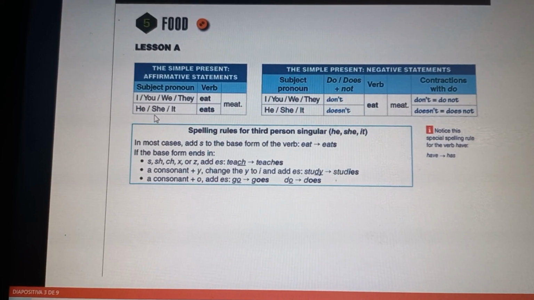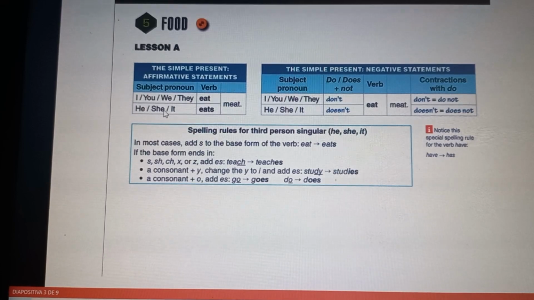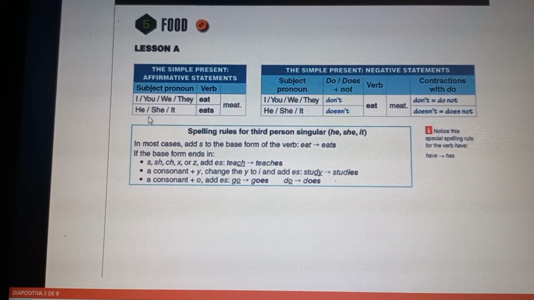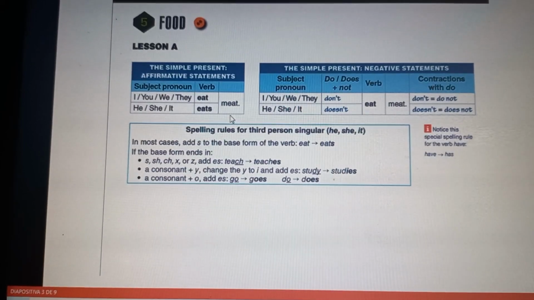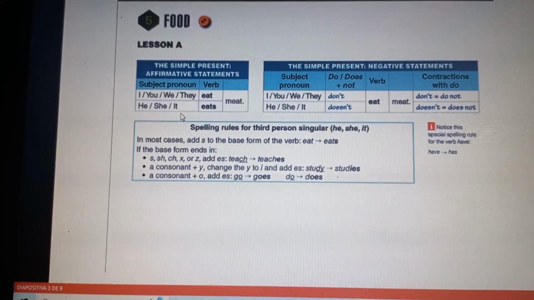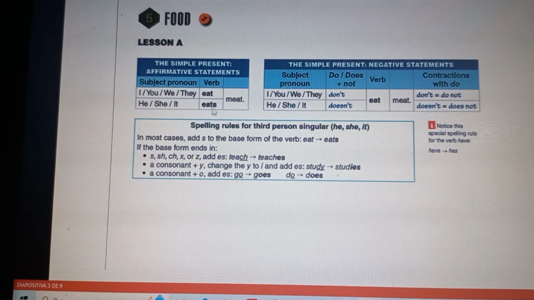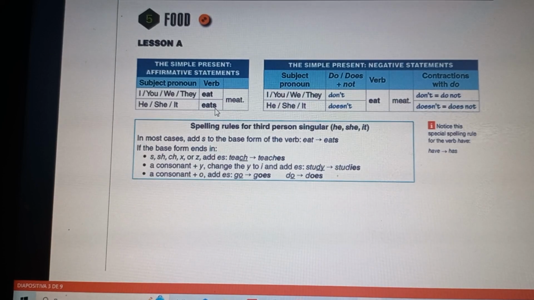And also we have the third person singular subject pronouns he, she, it. It says he eats meat, she eats meat, or it eats meat. Remember, in the third person singular, we have to add the letter S to the verb.